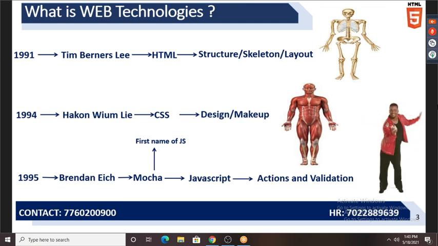Yes or no? So finally we have the HTML structure, CSS also we have, and he is dancing, right? The dancing is nothing but JavaScript, guys. So I hope you understood.